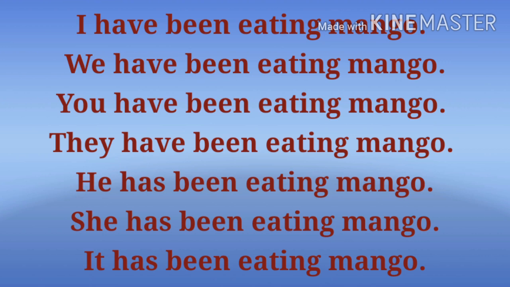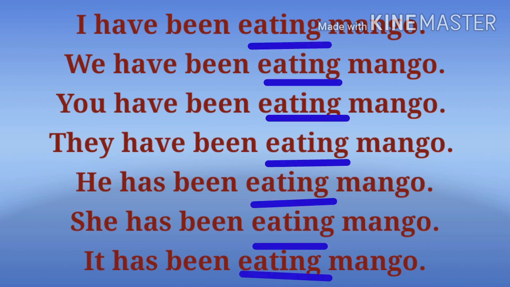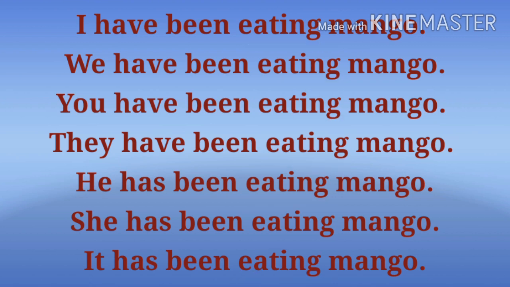Here we use have or has according to the subject of the sentence. Next we use been. Then we use the ing form of the verb. Here in these sentences, the verb is eat. The ing form of eat is eating. Next we write the object. Here in these sentences, the object is mango.